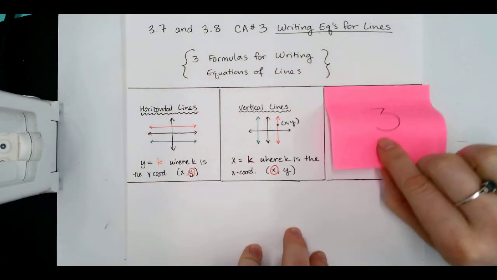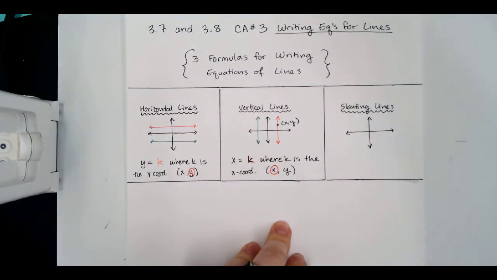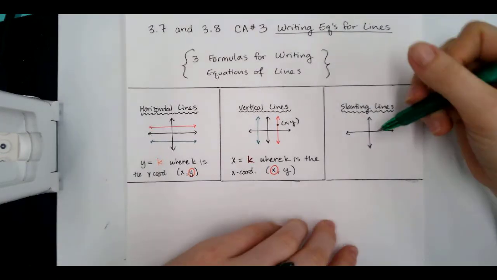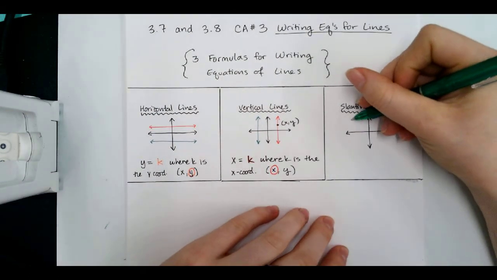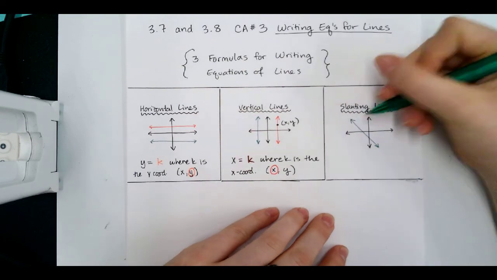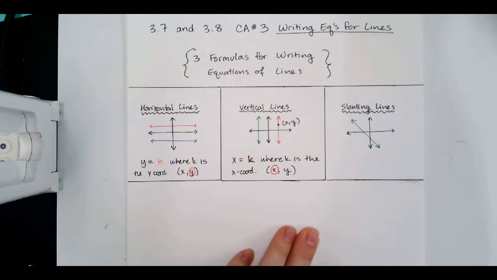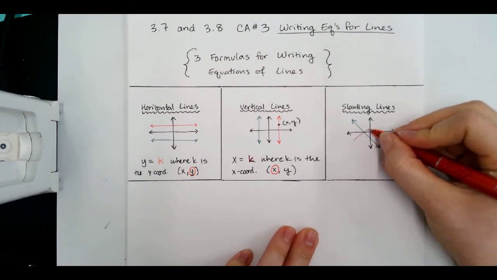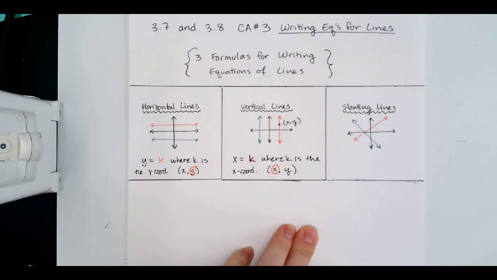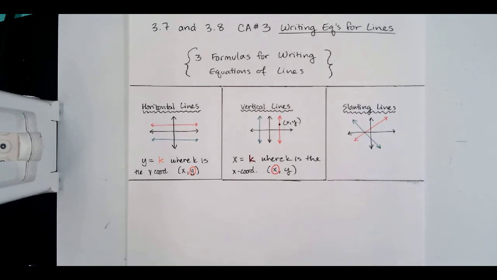The third type, slanting lines. This covers a pretty broad range of lines. Basically, if the line is not horizontal or vertical, we throw them in with the slanting lines. Here's an example of a slanting line. How about another example? That red one is another example of a slanting line. So basically, not horizontal, not vertical.